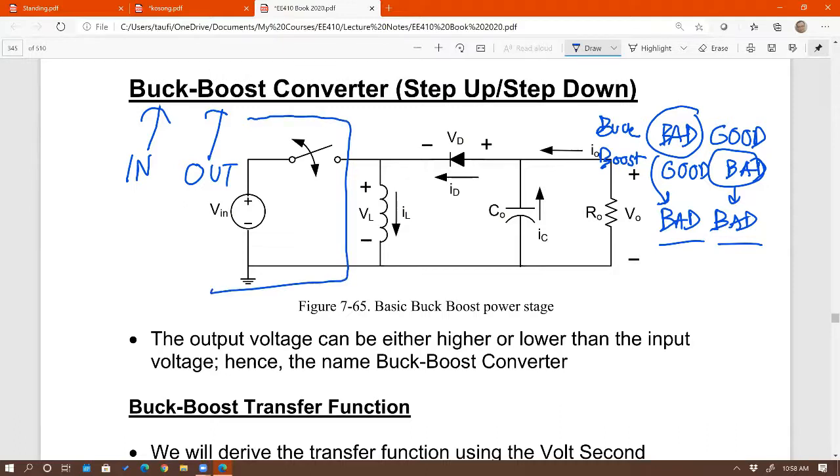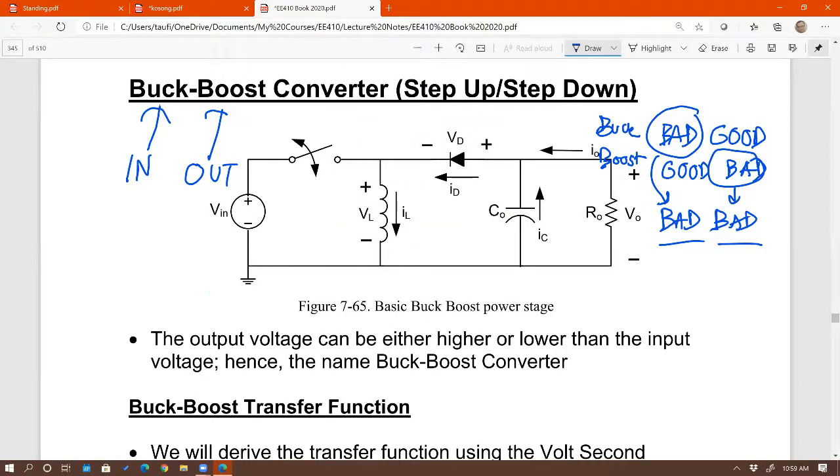How do I know that? Because at the input we have a switch, right? And look at the output. It has a diode, just like a boost, right? So therefore, now we know that this topology is a combination of a buck and a boost. That's why it's called buck boost.